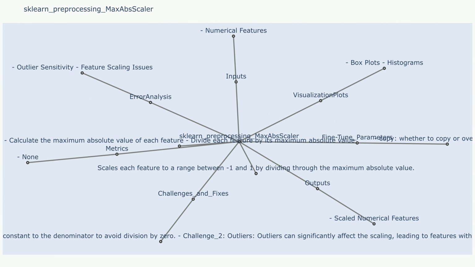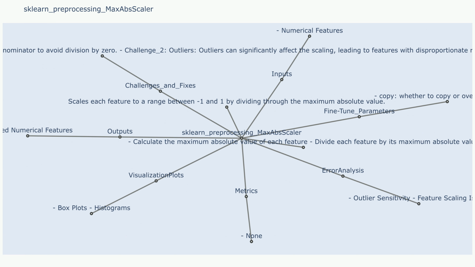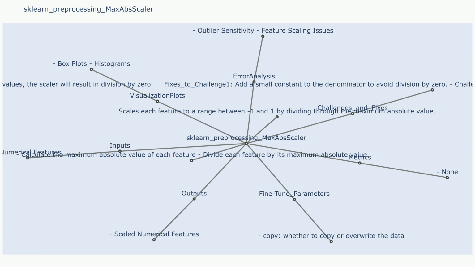If a feature has a maximum absolute value of 0, dividing by it would result in an error. Fixes to challenge 1: ensure that the data contains at least one non-zero value in each feature. Consider using other scaling methods like min-max scaler or robust scaler if zero values are prevalent.